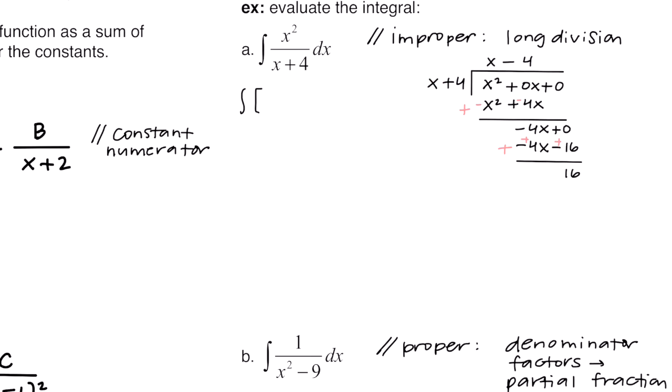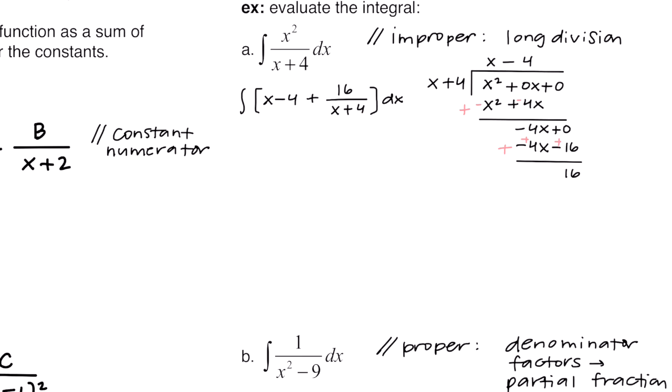So we're going to write all of this out over here. So again, up here is our answer, so we're going to write that out here. And then we're going to add the remainder, and the remainder is 16 over the thing we divided by, which is x plus 4. So using long division, we rewrote this expression as x minus 4 plus 16 over the quantity x plus 4. At this point, we can integrate x and we can integrate negative 4.